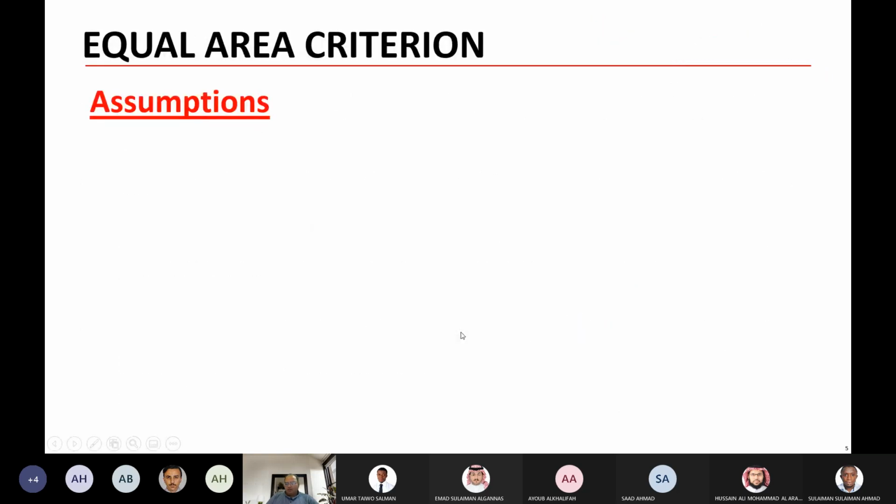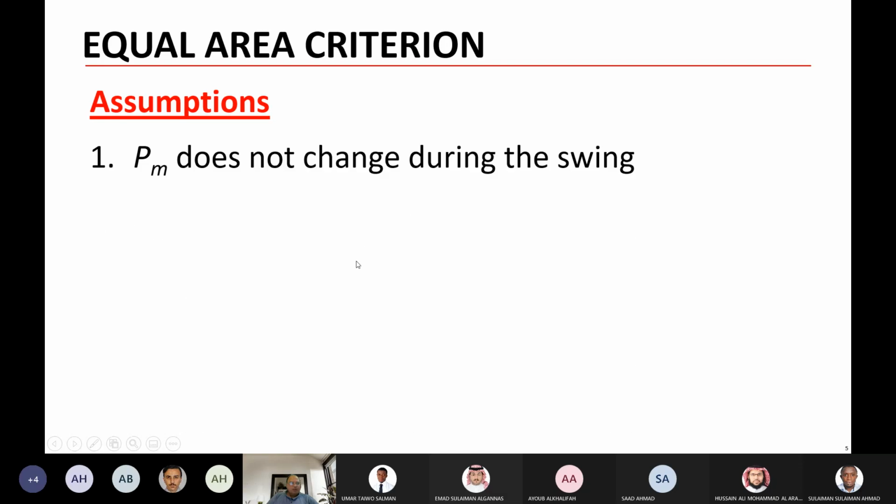Of course, if you go into the literature and want to dig deeper at this point, you can see some efforts to generalize the equal area criteria to be implemented on multi-machine systems. There are some attempts in the literature. If you are interested, you can go and see.